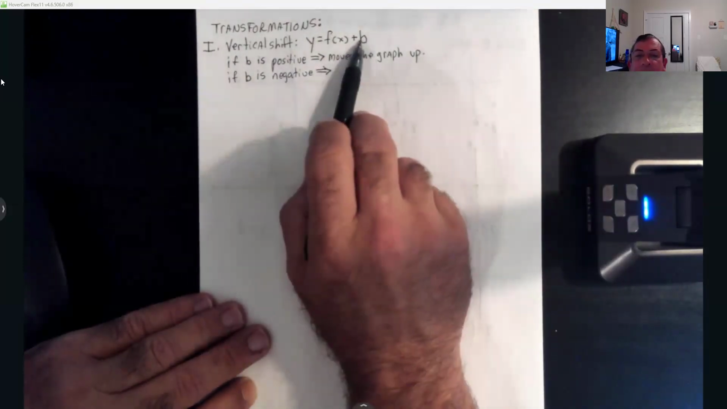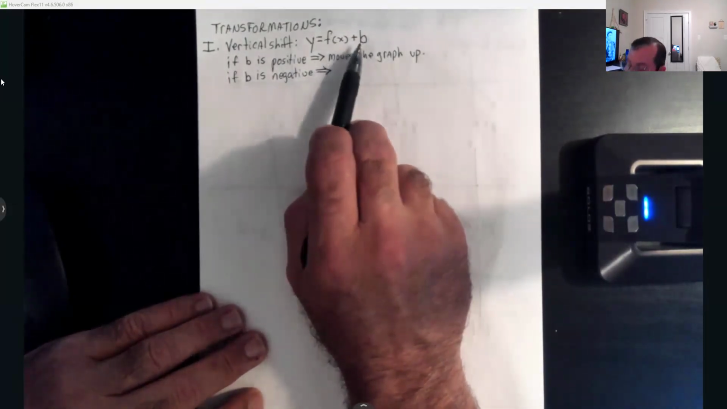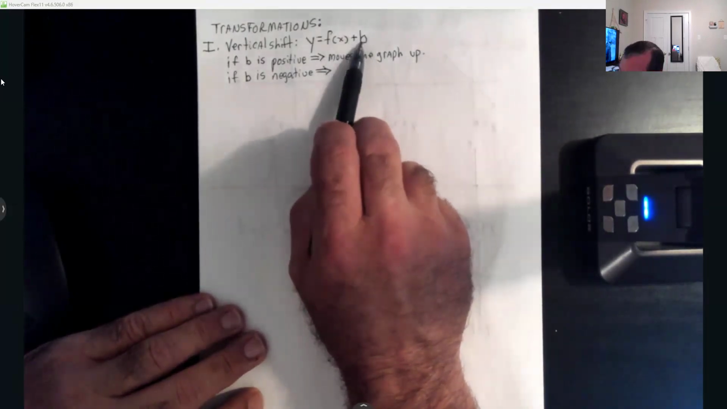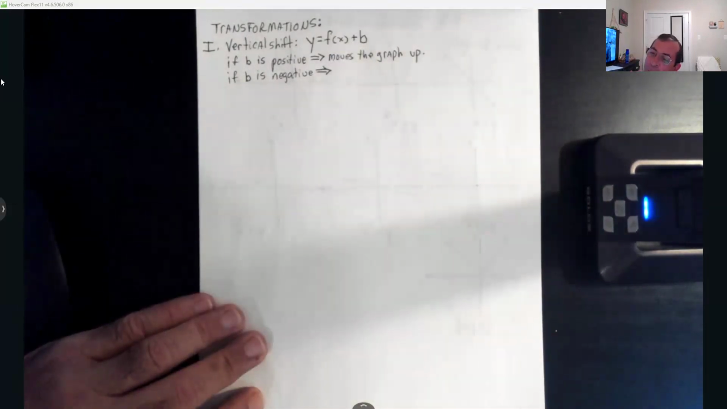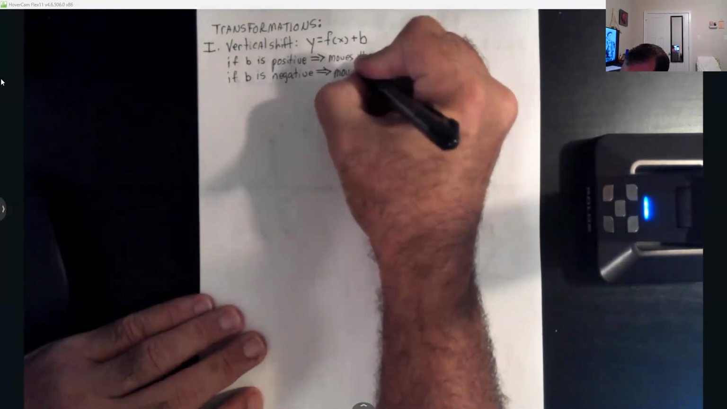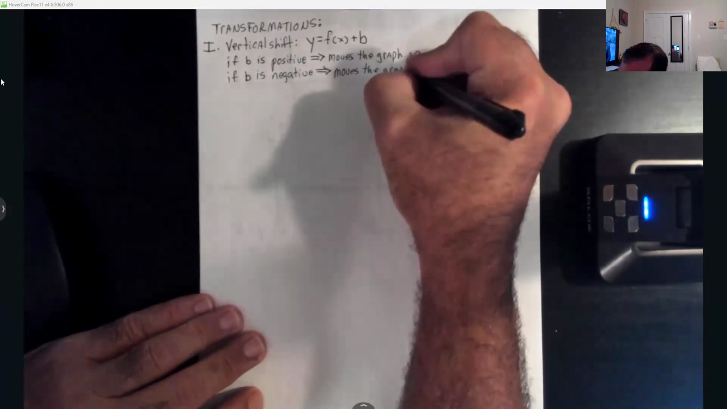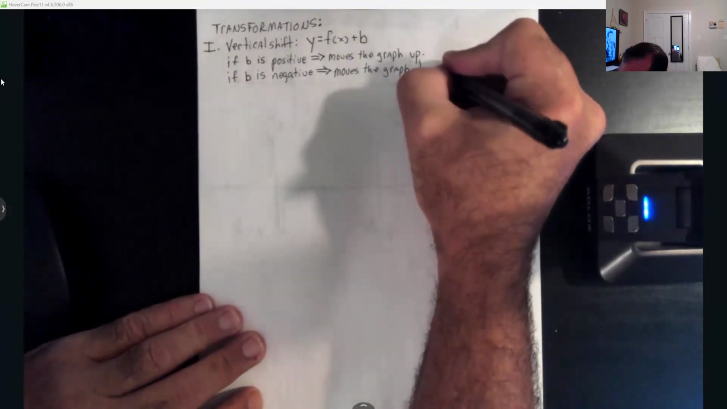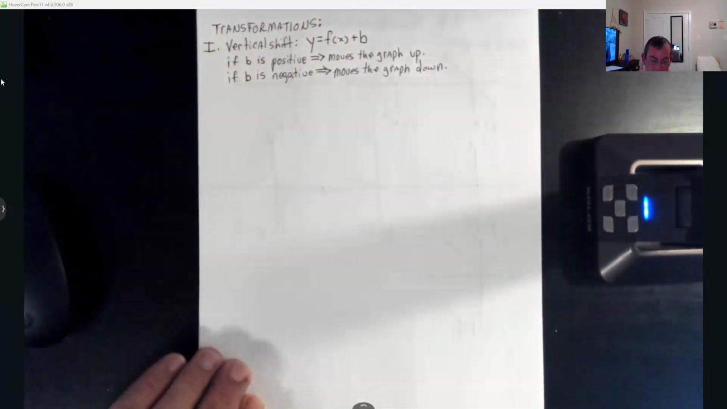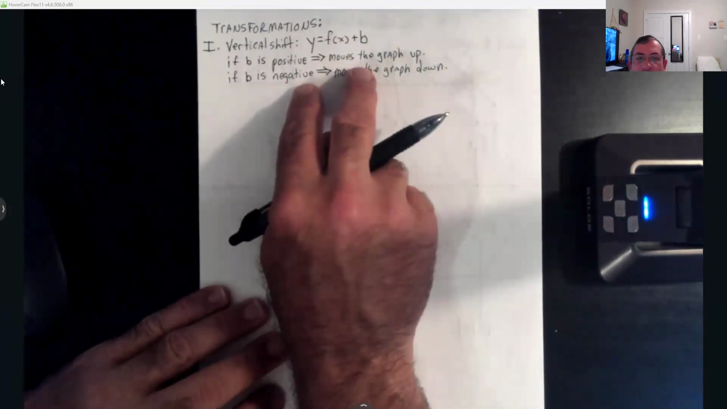All right, what if this is a negative number? I'm subtracting from the function. If you subtract a number from the function, it's going to move the graph down. Okay, so that's my first move.